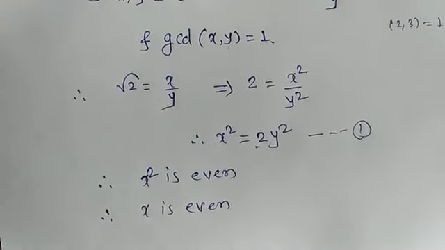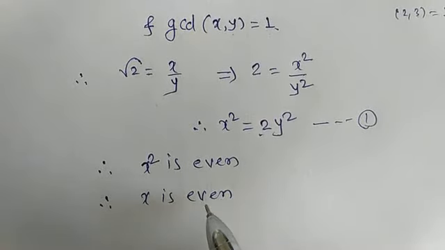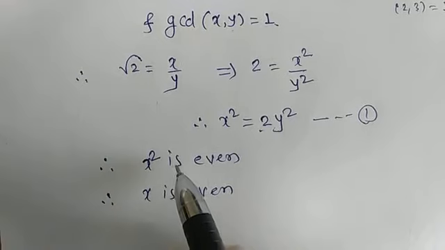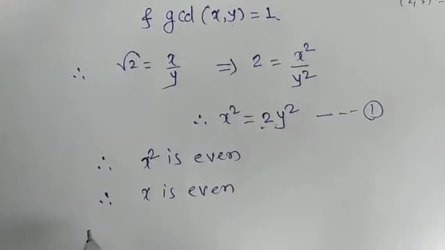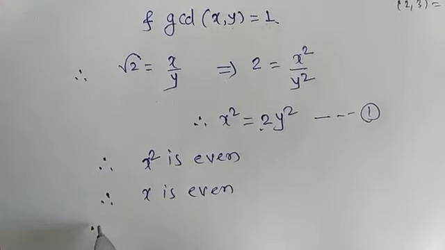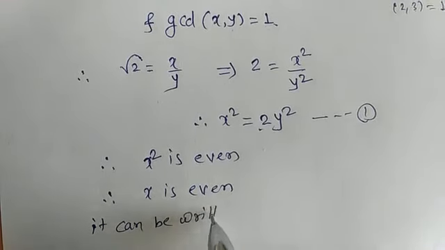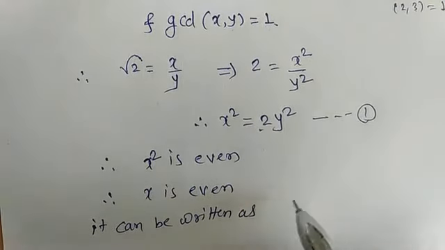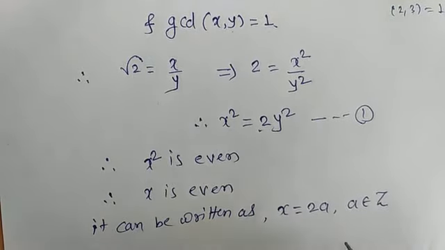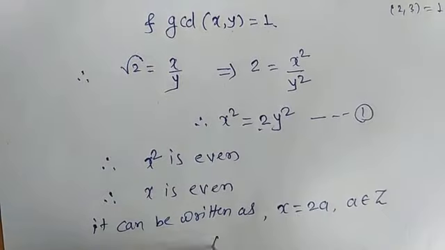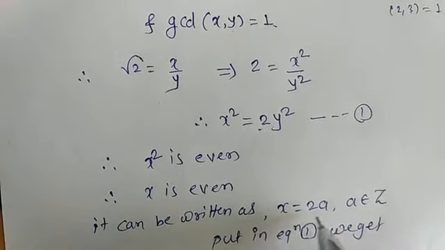That is a property of even numbers. If x is even, its square is also even; that means if x square is even, then x is also even. Therefore as x is even, it can be written as x is equal to twice a, where a belongs to Z. Put this in equation 1.